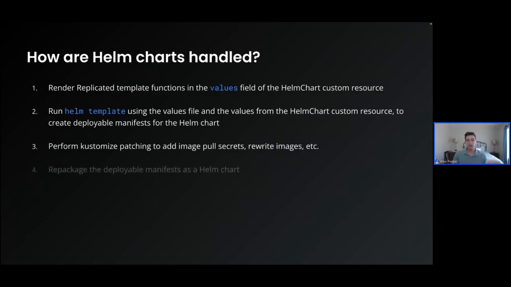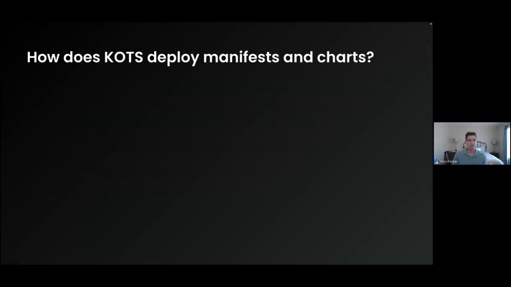Finally, repackage that as a new Helm chart, and then run helm upgrade -i to install or upgrade the chart. So those are basically the steps on how this works. And again, I've got some docs that outline this process that I can share if anyone needs to reread that or get a bit more information.